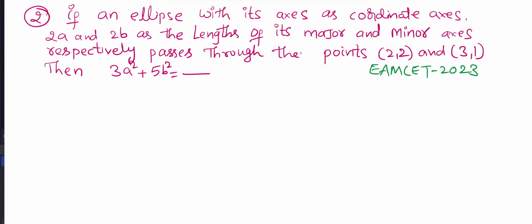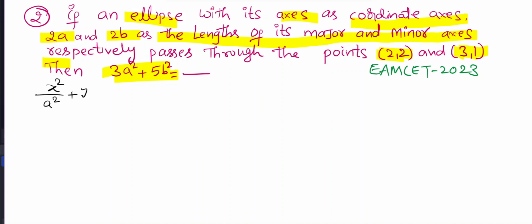This is the second question. Here, an ellipse with its axes as coordinate axes, 2a and 2b are the lengths of the major and minor axes respectively, passes through the points (2, 2) and (3, 1). Then the value of 3a² + 5b² is equal to dash. We know that the standard equation of the ellipse is x²/a² + y²/b² = 1.